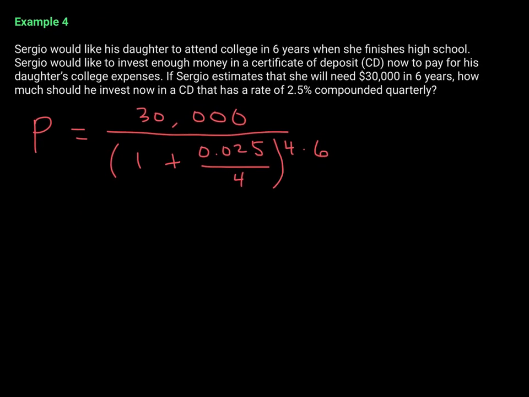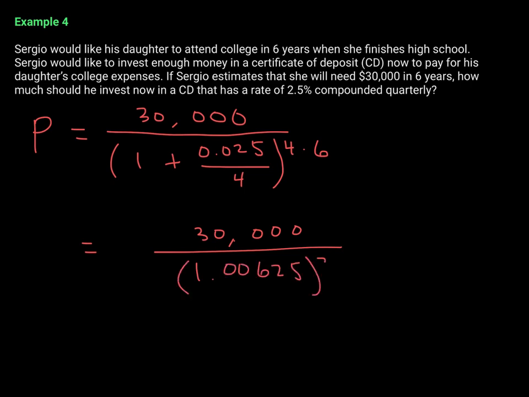All right, so let's do some arithmetic here. So then this is 30,000 divided by, all right, let's do this. 0.025 divided by 4 is 0.00625, and then add 1 to that. So that's 1.00625, and that's being raised to the power of 24.